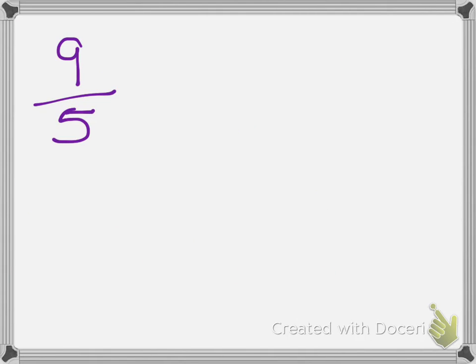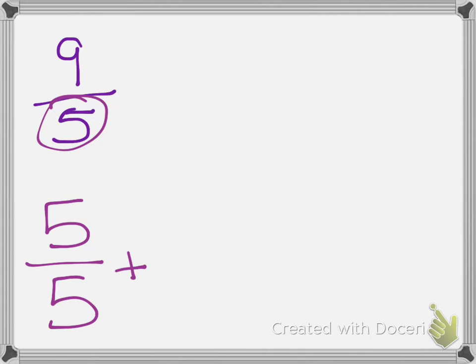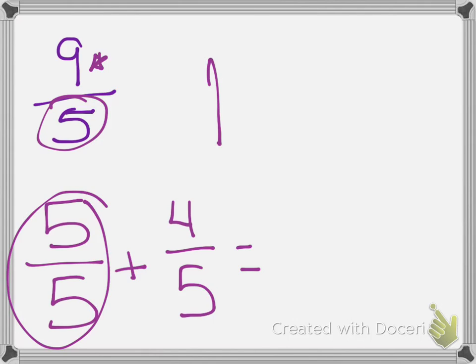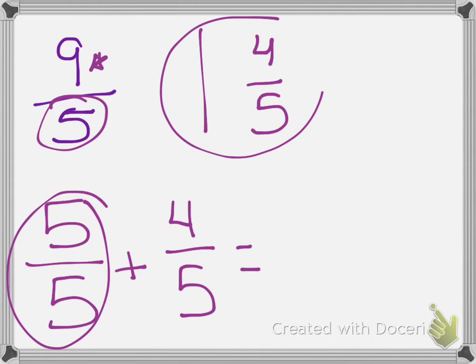Another example, 9/5. I'm going to take out a whole. Looking at the denominator, 5/5 is 1 whole. If I did another whole, that would get me to 10/5, but I only have 9, so I know I can't take another whole out. So I know 5/5 plus the 4/5 gets me my 9/5. Now again, I'm trying to make this a mixed number, so I say, okay, I have 1 whole, and then I have a leftover of 4/5. So this is my mixed number.